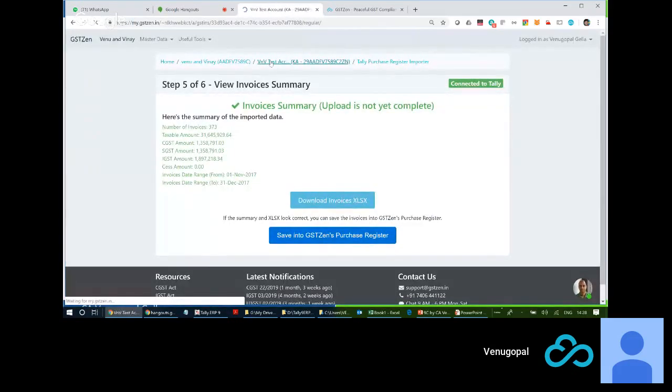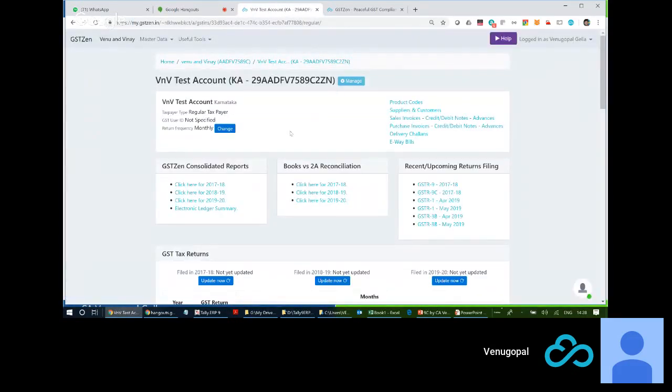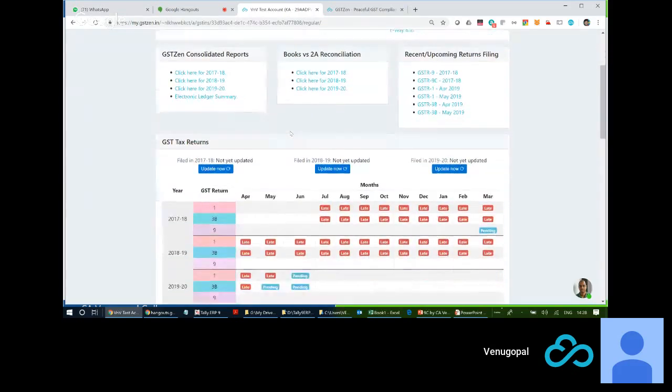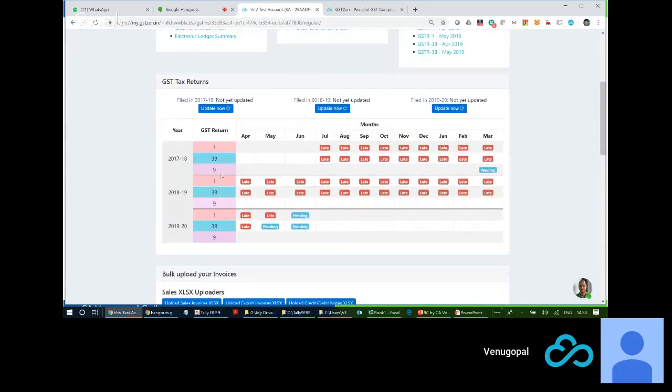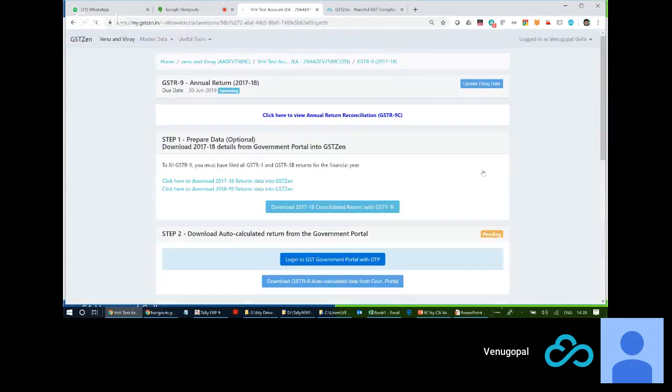All right, so let me log into the GSTZen account and see how we do this. Once you log into the account, you will see the portal, and when you go down, you will find GSTR-1, 3B, 9. You can select GSTR-9. I've just created a test account for you to understand. Here, there are various steps which have been given for preparing 9. In the earlier video, we have seen how GSTR-9 is to be prepared.